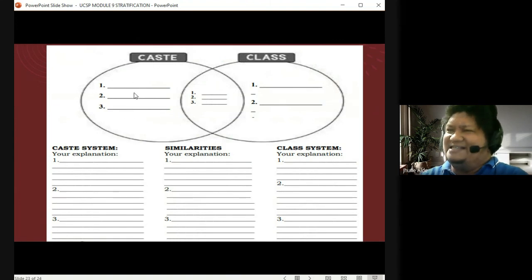O ayan. So dito, yung class caste system. Dito yung caste system. Dito naman sa gitna, what is or what are their similarities. So i-explain mo dito sa baba yung sinulat mo dito sa Venn diagram. I-explain mo sa baba yung similarities mo na isinulat mo dito sa Venn diagram. And so on with the class system. Okay? So, do you understand?